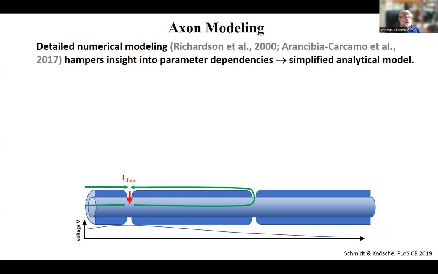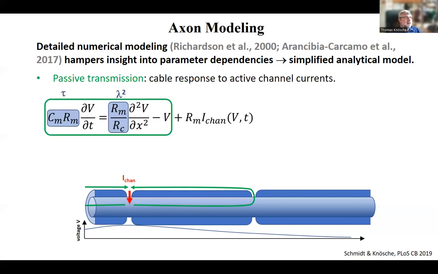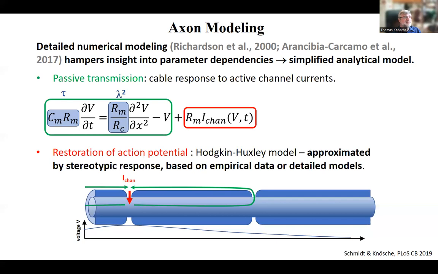This model depends on two components. First, we have a passive transmission part, which is simply the cable response to active channel currents, described by the cable equation, which is parameterized by the geometric and electric properties of the axon. And then we have the active part, the restoration of the action potential at the nodes of Ranvier, which we can describe using the Hodgkin-Huxley formalism.